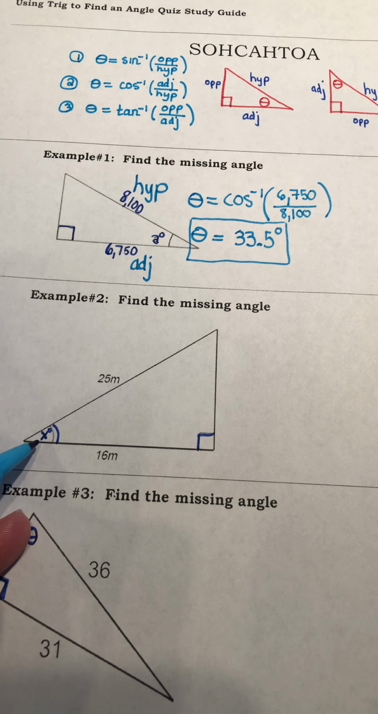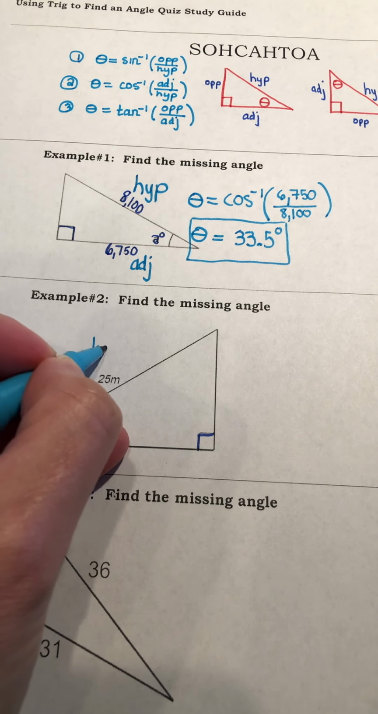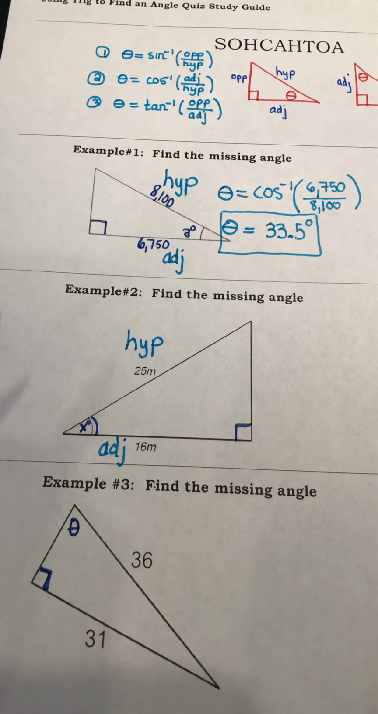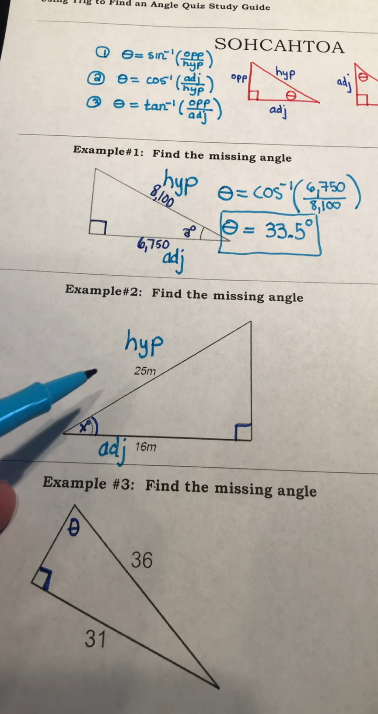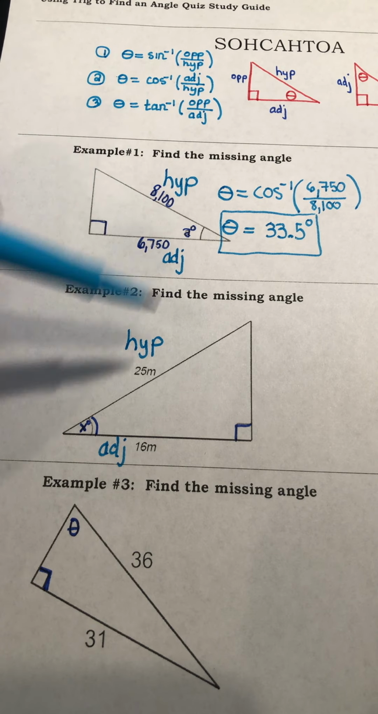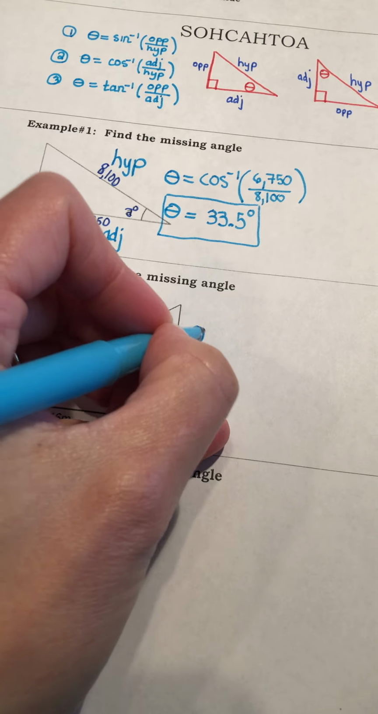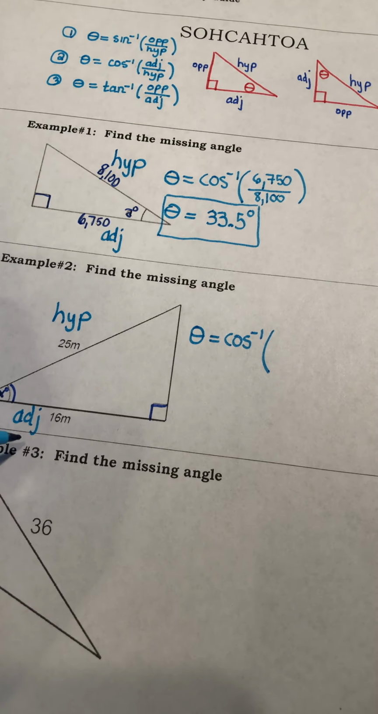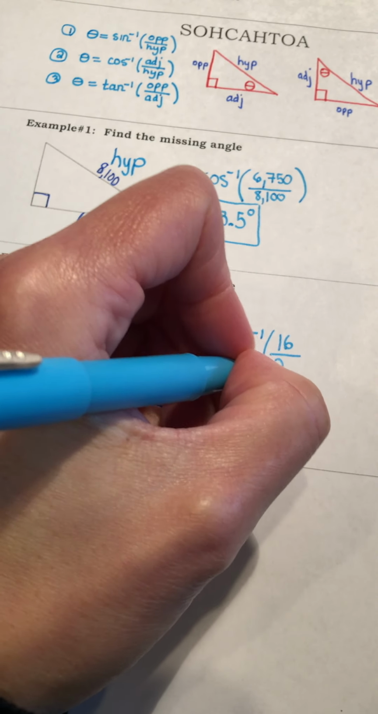Okay, let's look at problem number 2. Here's the angle that I'm trying to find. I notice that I have my hypotenuse, and I notice that I have my adjacent side. I do not have my opposite side. So again, it looks like I'm going to use the same formula. I'm going to use inverse cosine because I have adjacent over hypotenuse. So theta equals inverse cosine of adjacent, which is 16 over 25.